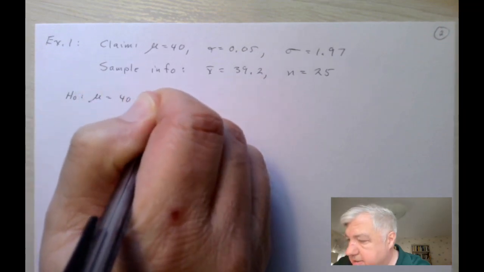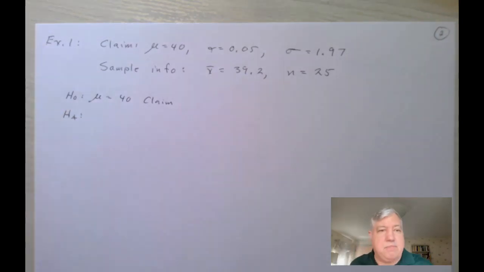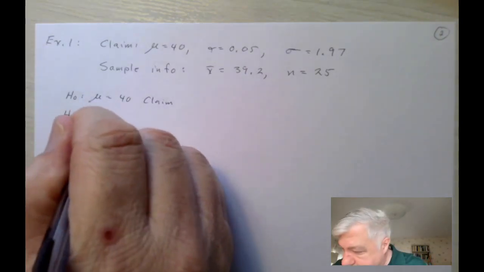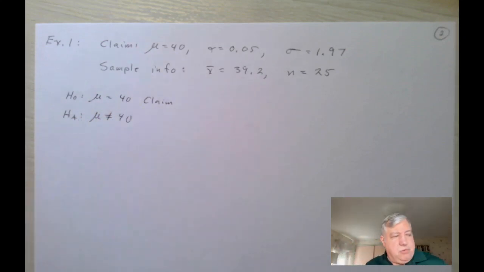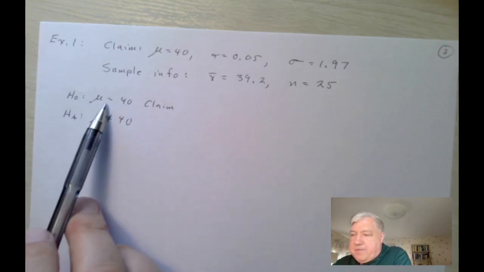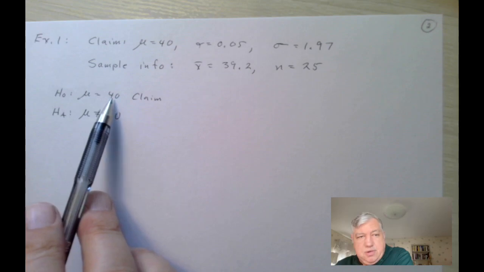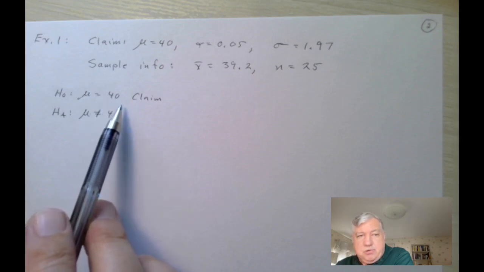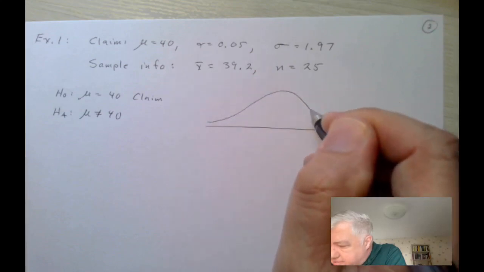And that's also our claim. And the alternative hypothesis says that mu is not equal to 40. Okay. So this is a two-tailed test. If this hypothesis is true, then the unlikely values could be greater or less than 40. So we have a two-tailed test.